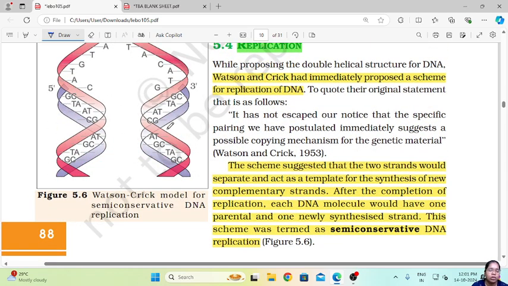In these two daughter DNAs, one strand of the double helix will be the parent strand and one will be the newly synthesized strand. That is why it is called semi-conservative, because one strand of the parent is conserved in the new DNA. So this is the meaning of semi-conservative replication.